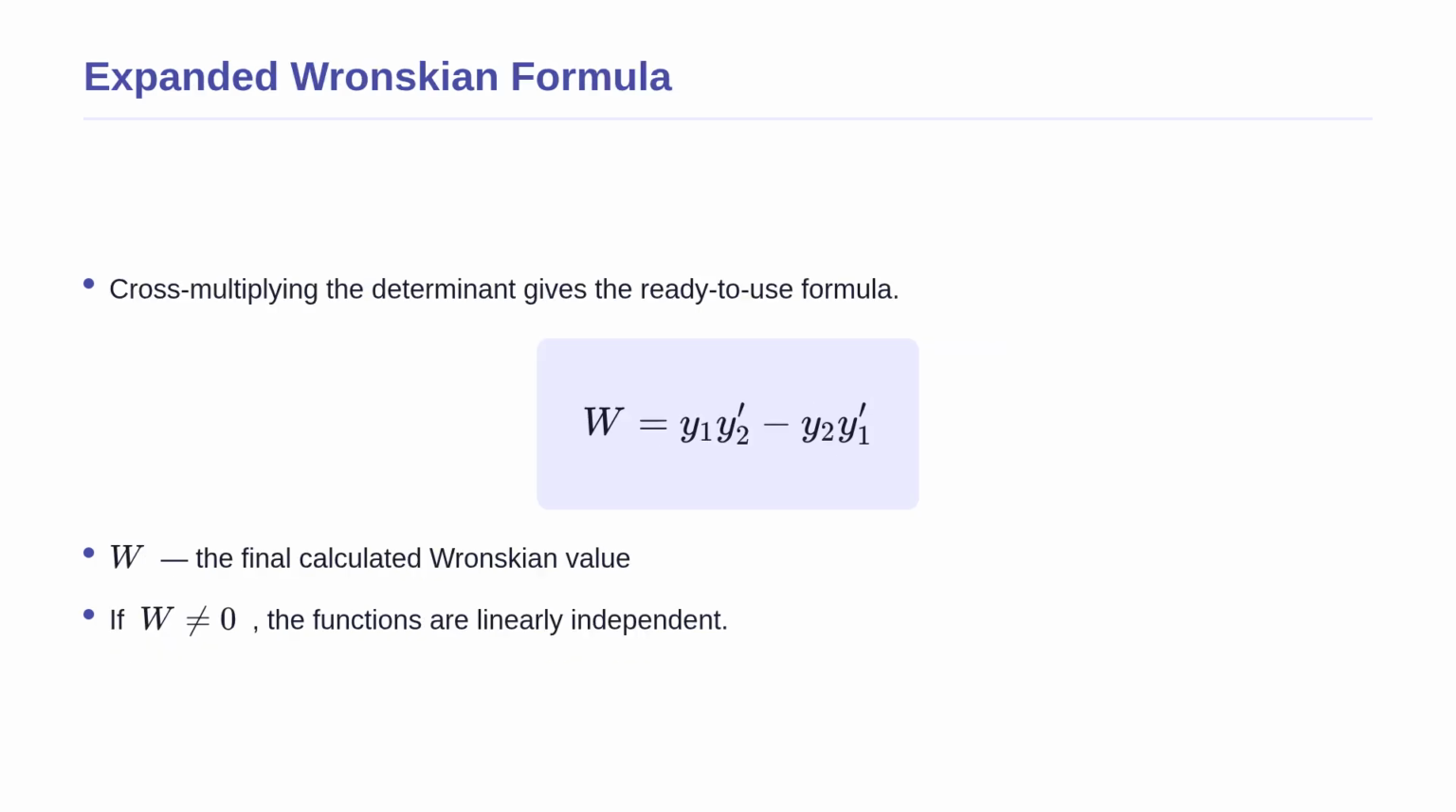Building on our determinant grid, we can now expand it into a ready-to-use equation. We perform the determinant cross-multiplication by multiplying the top left function, y1, by the bottom right derivative, y2 prime. Then, we multiply the top right function, y2, by the bottom left derivative, y1 prime. Finally, we subtract the second product from the first product to get our final result, denoted by the capital letter W. If the resulting value of W is not equal to 0, it mathematically guarantees that our two original functions are linearly independent. If it equals 0, they are dependent.